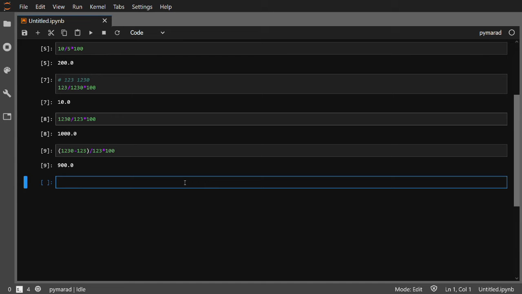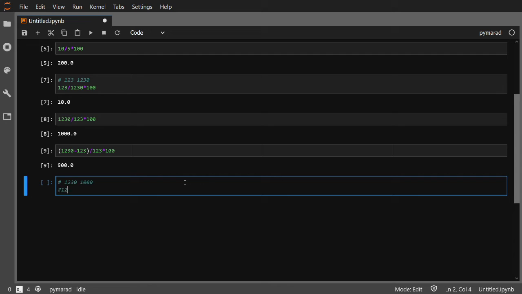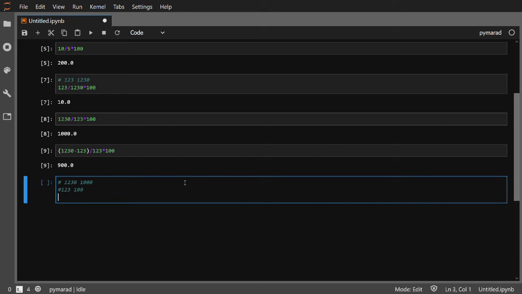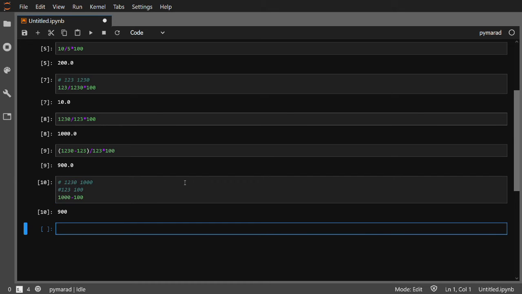You can, however, think in a different way as well. You can consider that 1230 corresponds to 1000%, and 123 corresponds to 100%, which was your initial total. So therefore the growth is final minus initial, that is 1000 minus 100, and that gives you also 900% of growth.